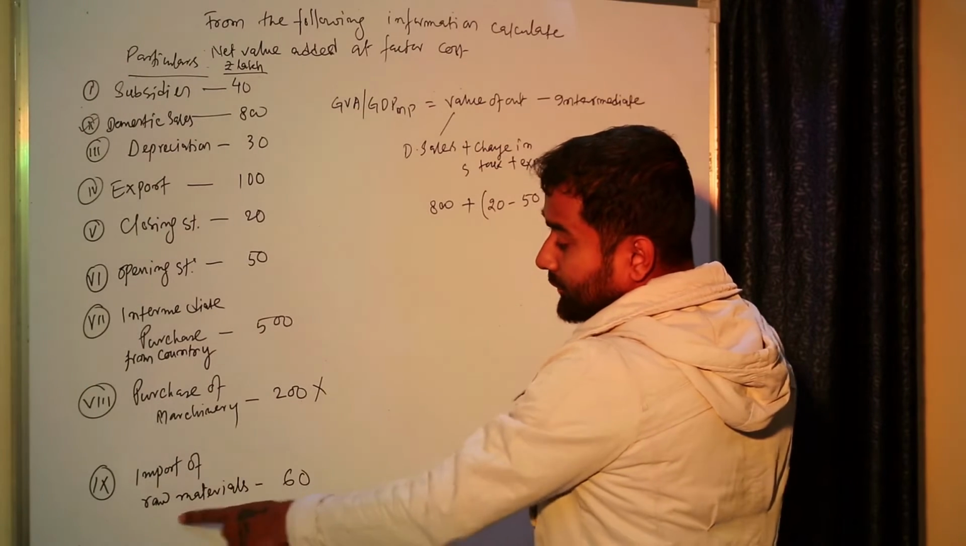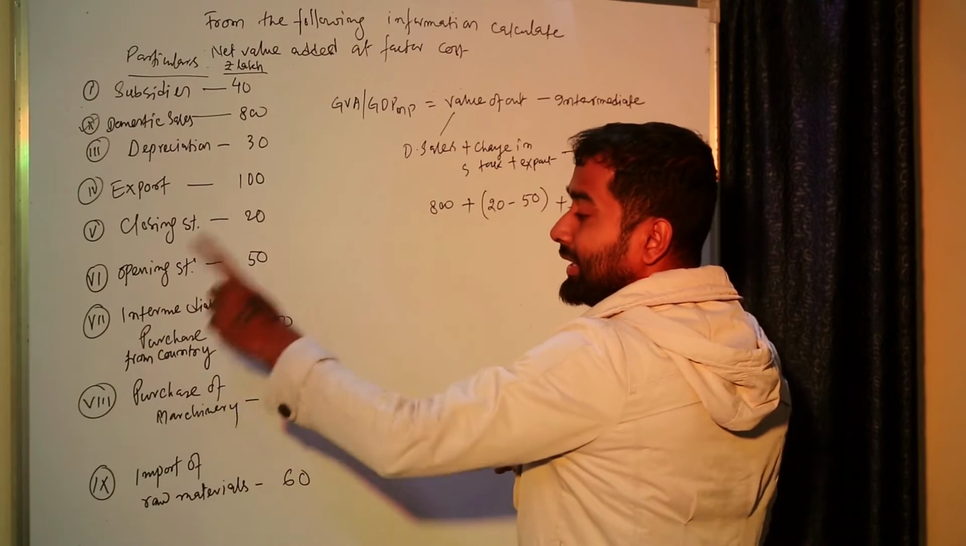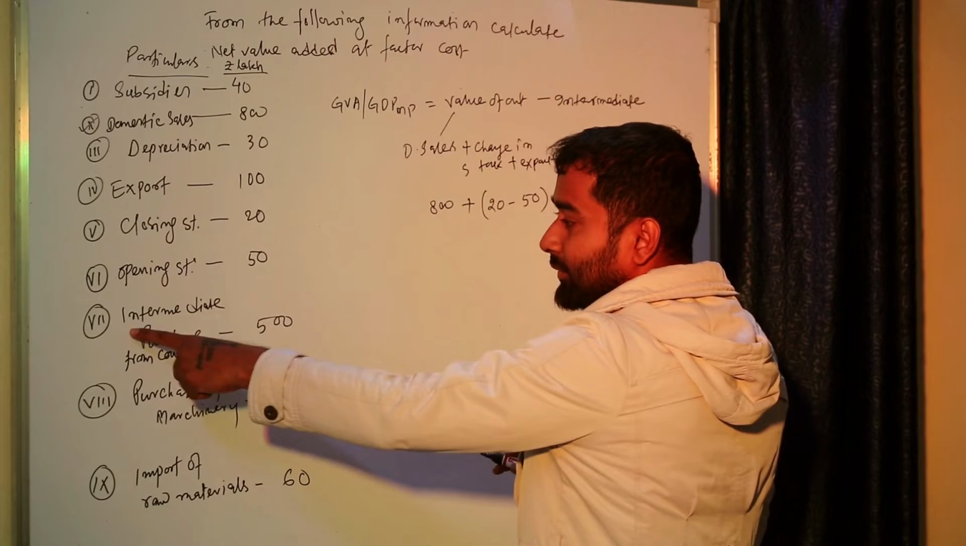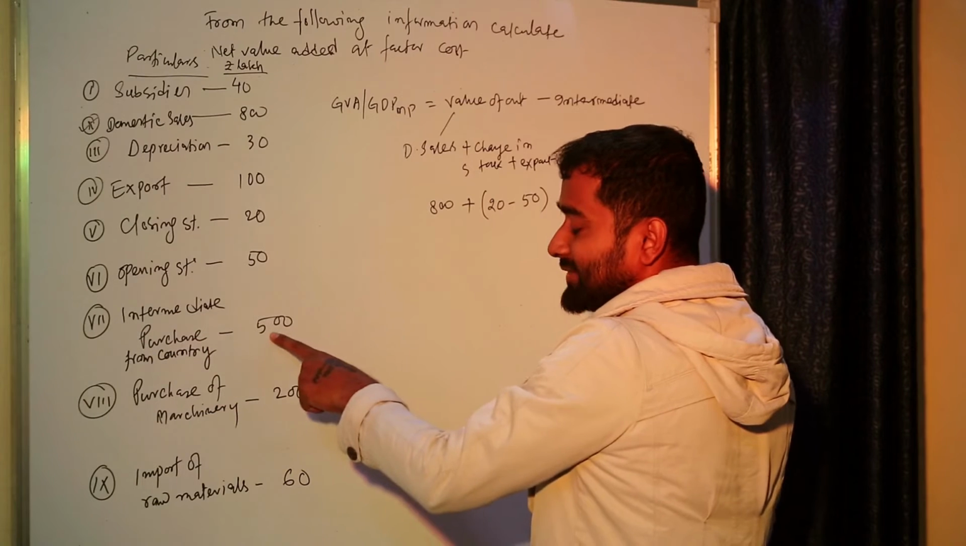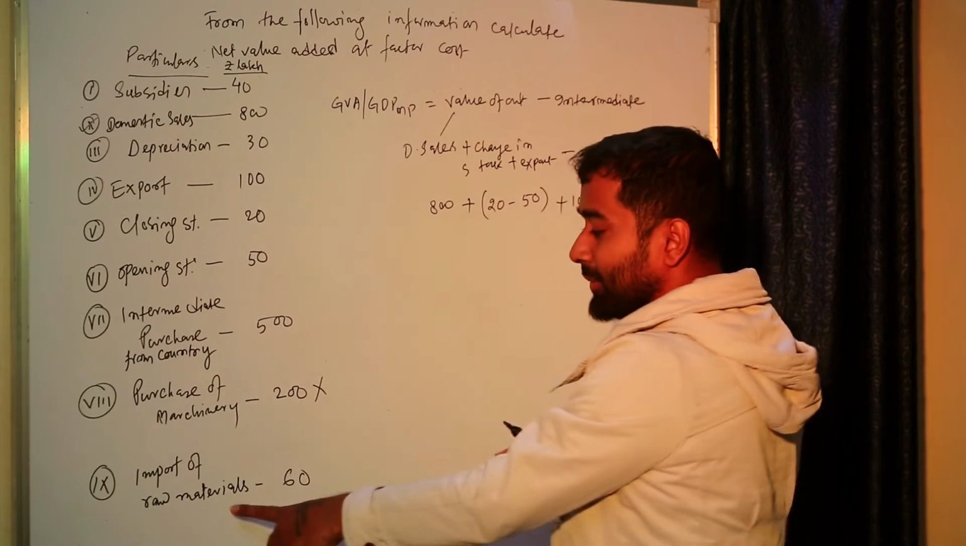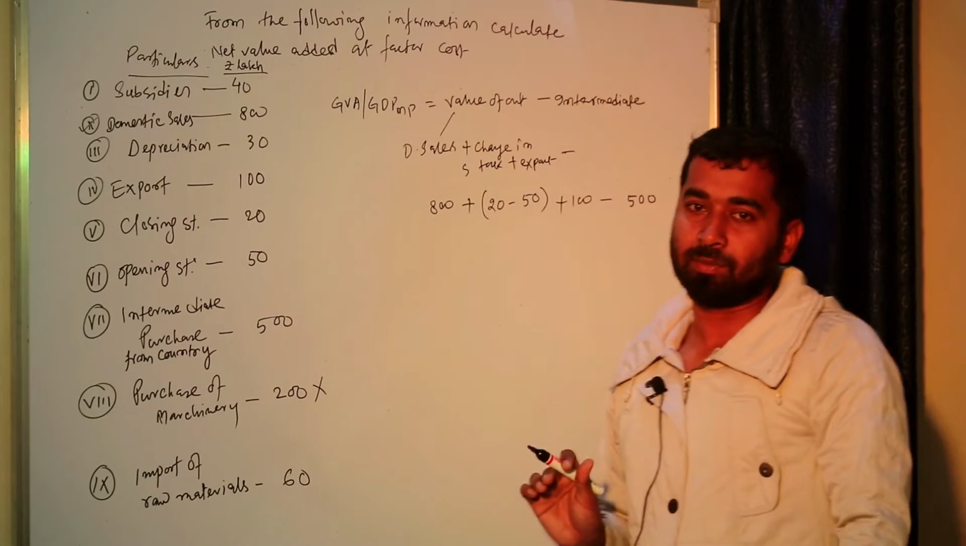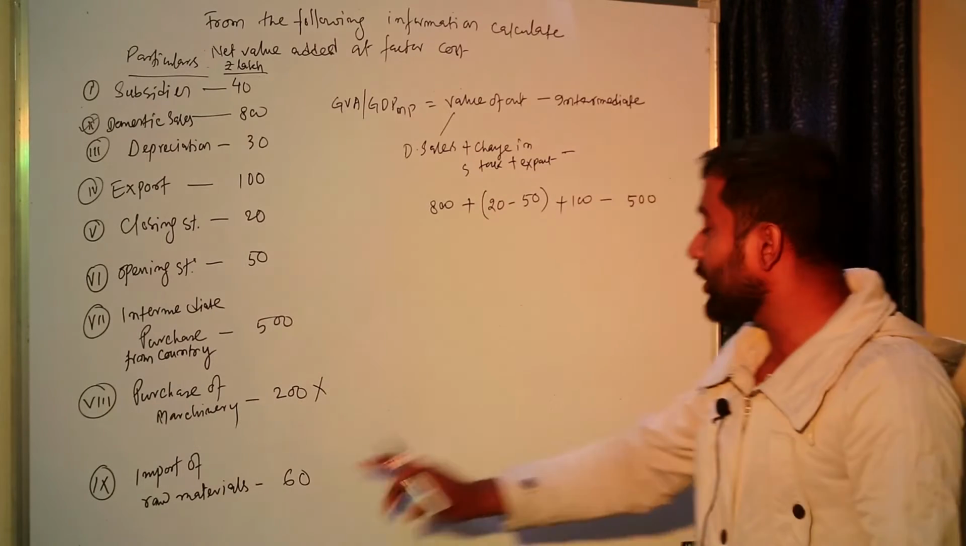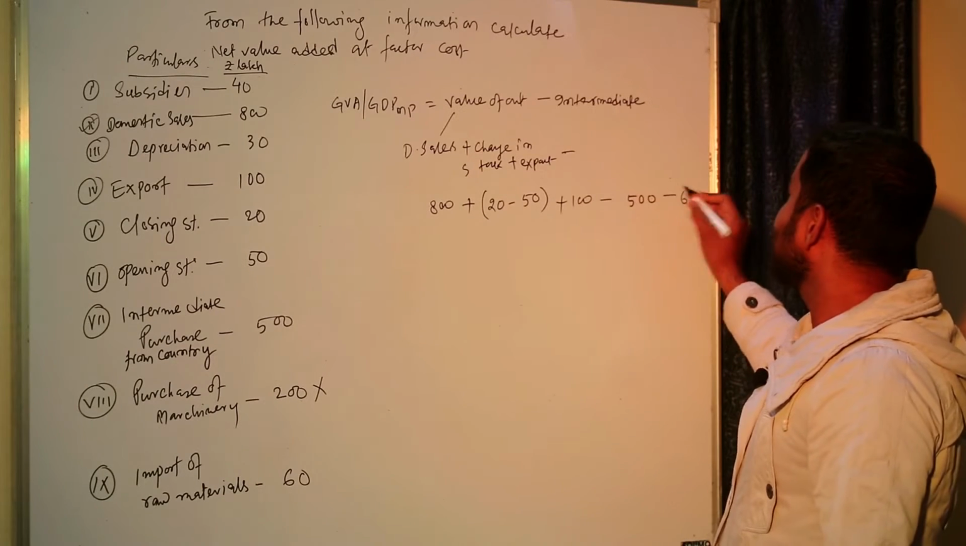Next, import of raw material. The intermediate purchase from the country I have already taken, but any purchase from outside that is also raw material is also part of intermediate consumption. So import of raw material should also be considered, minus 60.